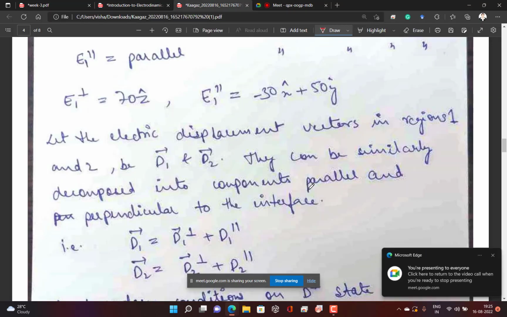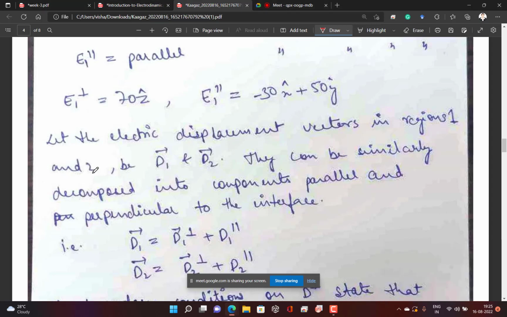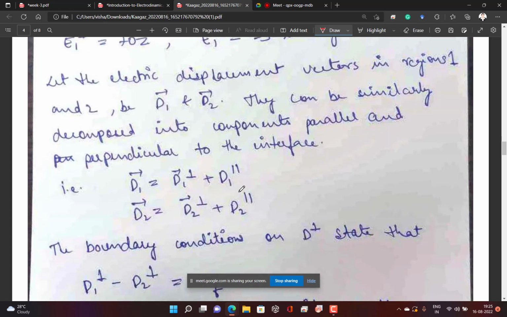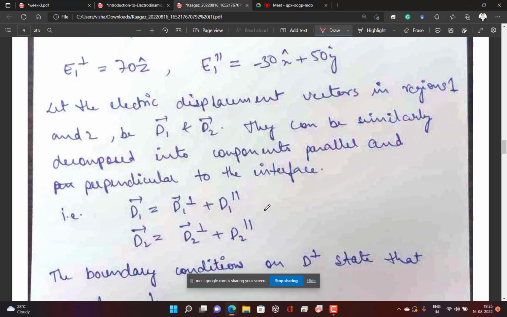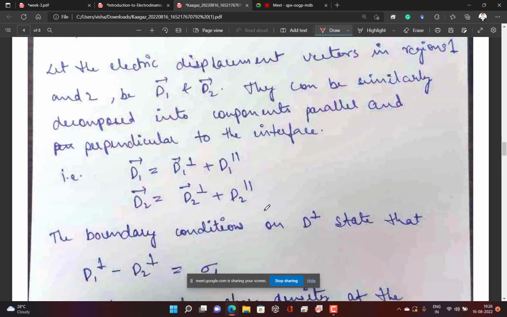For region 1 and region 2, we are saying for region 1 it is D1 and for region 2 it is D2. D1 and D2 can also be decomposed into components parallel and perpendicular to the interface, like this: D1 perpendicular plus D1 parallel, D2 perpendicular plus D2 parallel. So tell me, is there any issue till now? All right, so let's go ahead.